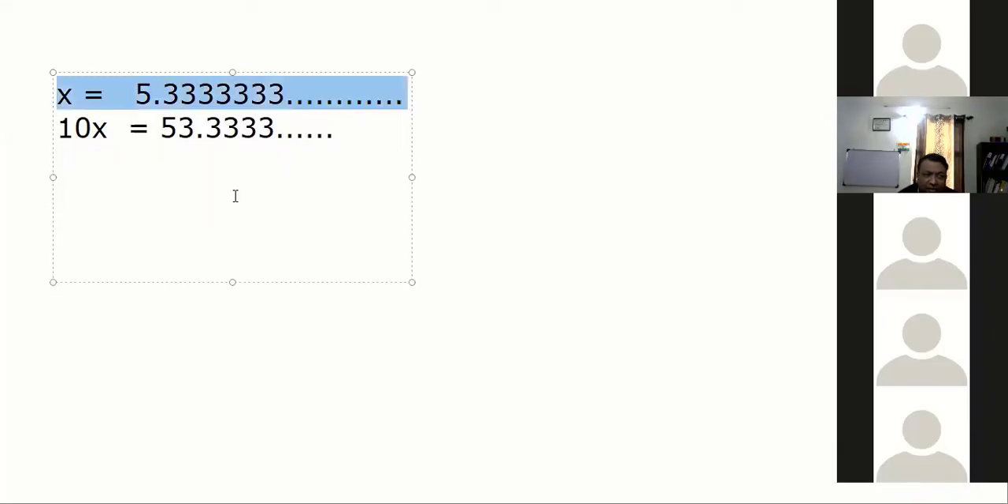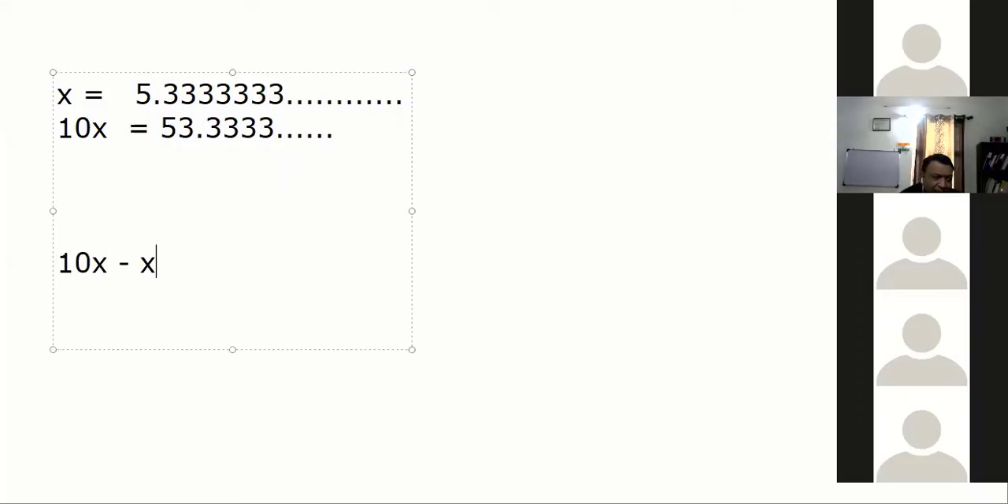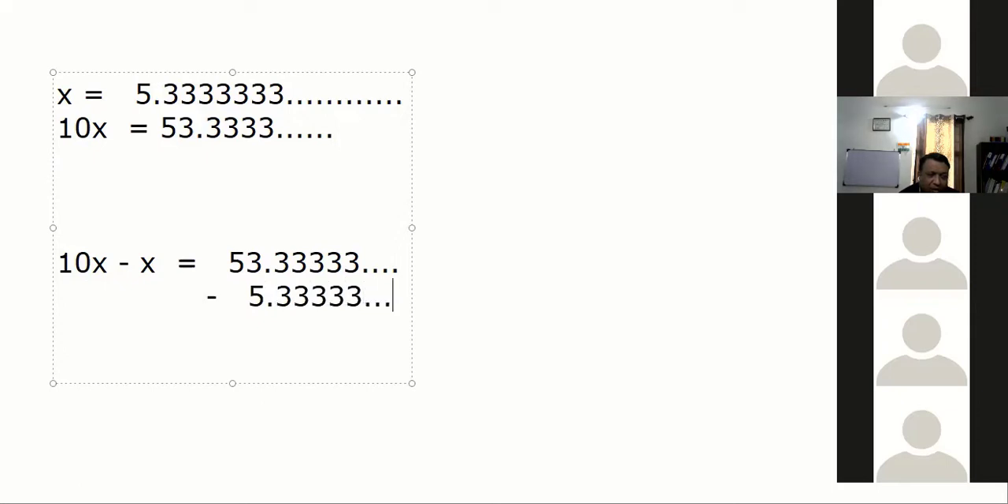Now subtract this from this. So what happens here? 10x minus x. 53.33333 dot dot dot minus, what will it become? 5.33333 dot dot dot. And that is the beauty. 10x minus x, so 9x. How much will you get here? 53 minus 5, 48. And because the numbers are exactly the same after the decimal, they will always cancel.